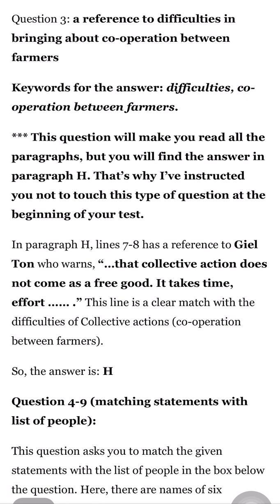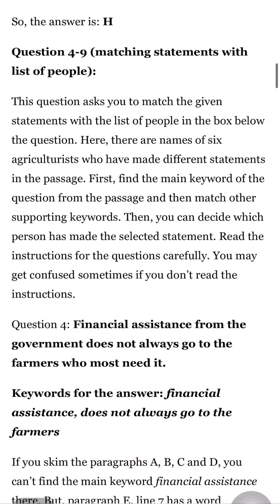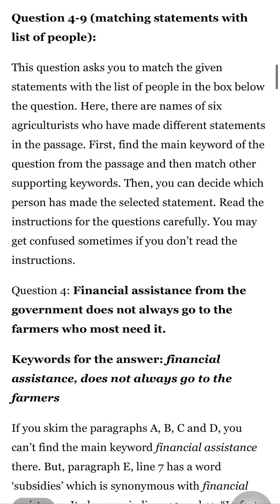Question 4 to 9 matching statements with list of people. This question asks you to match the given statements with the list of people in the box below the question. Here, there are names of 6 agriculturists who have made different statements in the passage. First, find the main keyword of the question from the passage and then match other supporting keywords. Then, you can decide which person has made the selected statement.